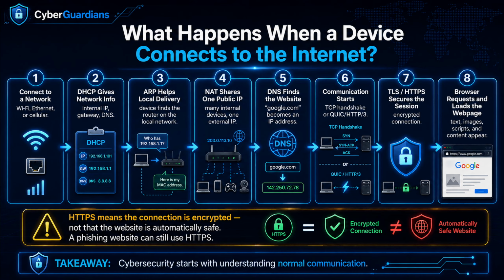The reason this matters in cybersecurity is because attackers can target parts of this process. They can abuse DNS, create fake websites, intercept weak traffic, scan for open services, or trick users into trusting malicious links. So before learning advanced attacks, it helps to understand how normal communication works first. And that is why this is the most important episode on CyberGuardians, in my opinion, that I've posted so far.